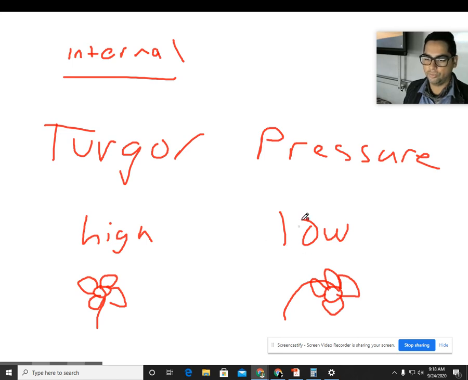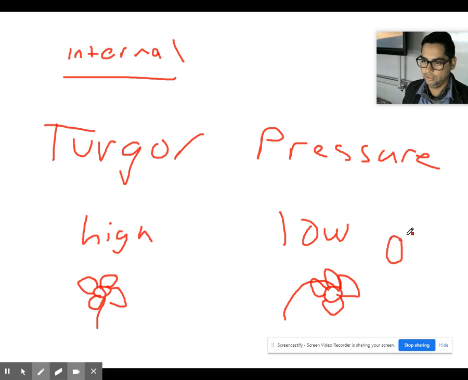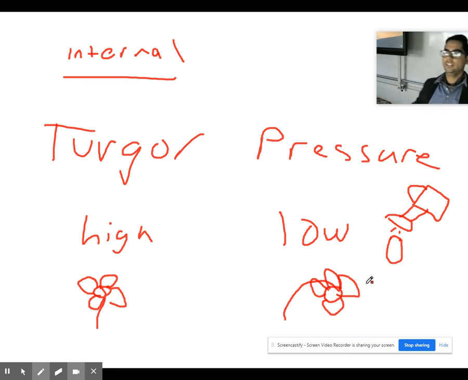What do you need to do to go from low turgor pressure to high turgor pressure? You just need to add some water. You add some water. So to go from low to high, you add more water because that's going to increase the volume inside the plant cells, and they will basically go from this to this.